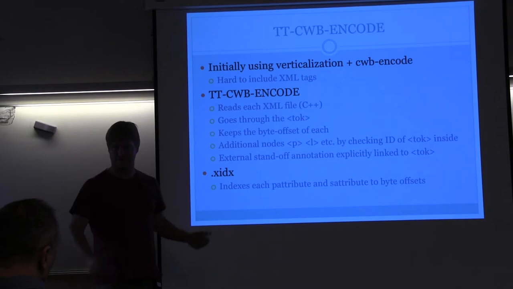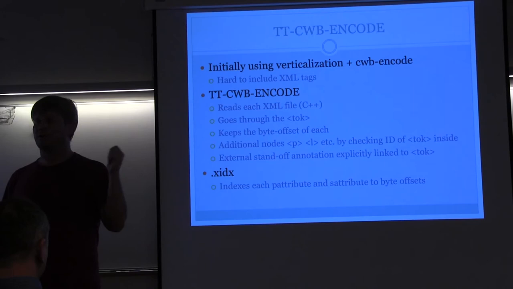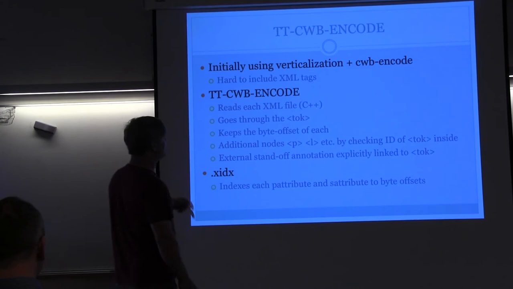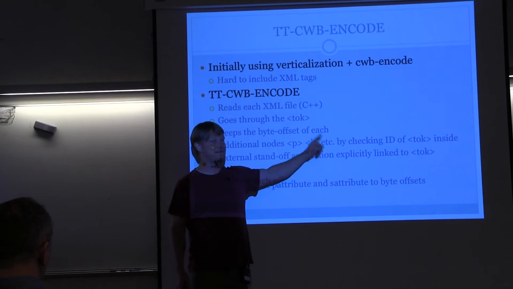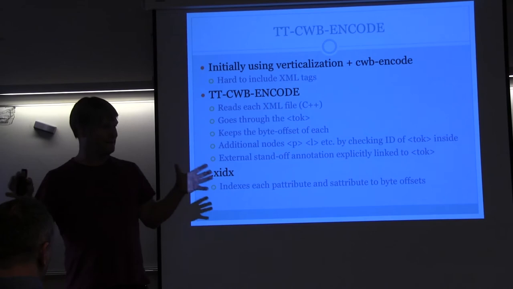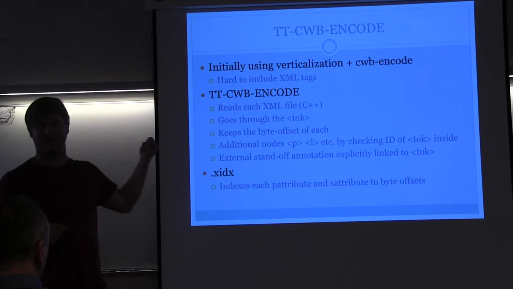That's how most indexing works. So on top of the normal files that CQP writes, it also writes these byte offset files. And then once it has gone through that, you can say, I want to have additional things like paragraphs or lines or God knows what. And what it does is it goes through those as well and then sees which tokens are underneath that and then associates it with those things. So it writes a range for that and it writes a byte offset for those elements as well.